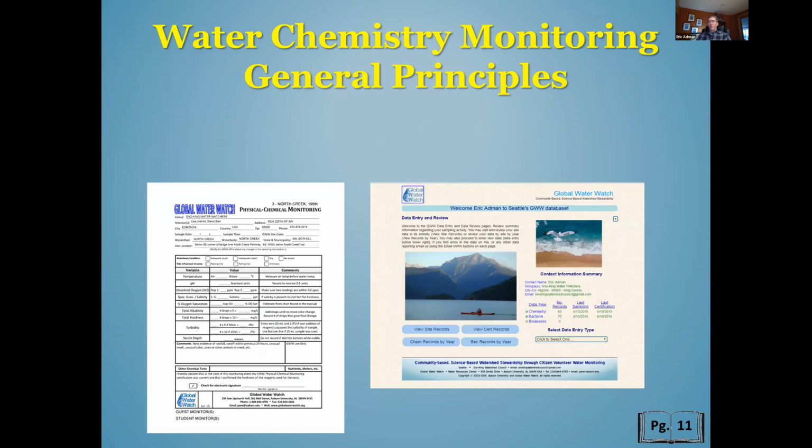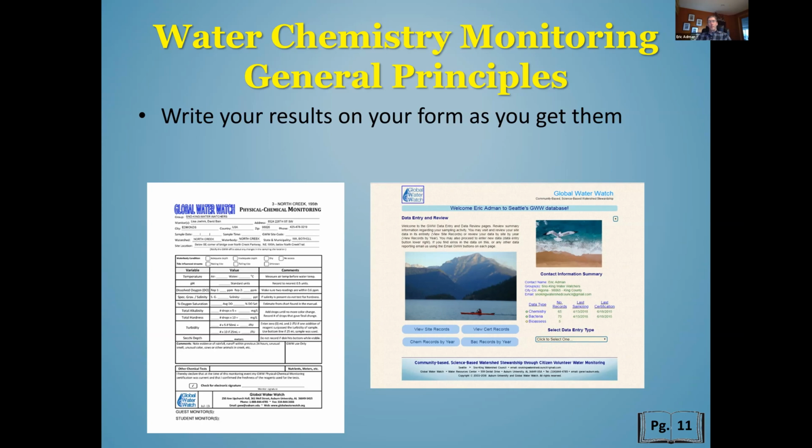A couple other general principles. You want to record your results as you obtain them. So for instance, you may have done a test for hardness and you had to use 5 drops of hardness reagent to finish titrating that reaction. If you don't write it down when you obtain that result, you may forget. And so it's best to just write your results down on the data sheet as you go along. And then also enter your data online to the Global Water Watch site so that your data gets recorded.